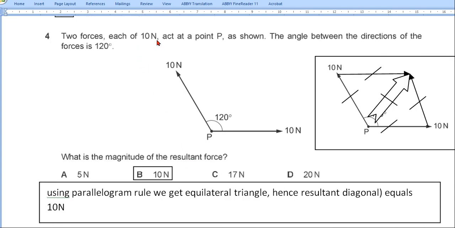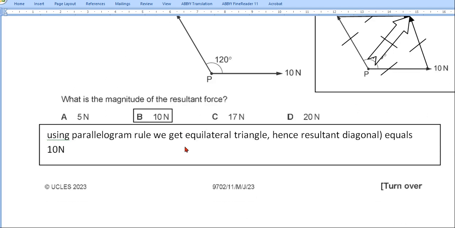Two forces, each of 10 Newton, act at point P as shown. The angle between the directions of the forces is 120. What is the magnitude of the resultant force? We can use either the triangle rule, one after another, or the parallelogram rule, and we get the resultant force. Here it is the big arrow. Because the angle is 120, this angle is 60. Equilateral triangle, all angles are 60. So this is 10 Newton. Answer is 10 Newton.